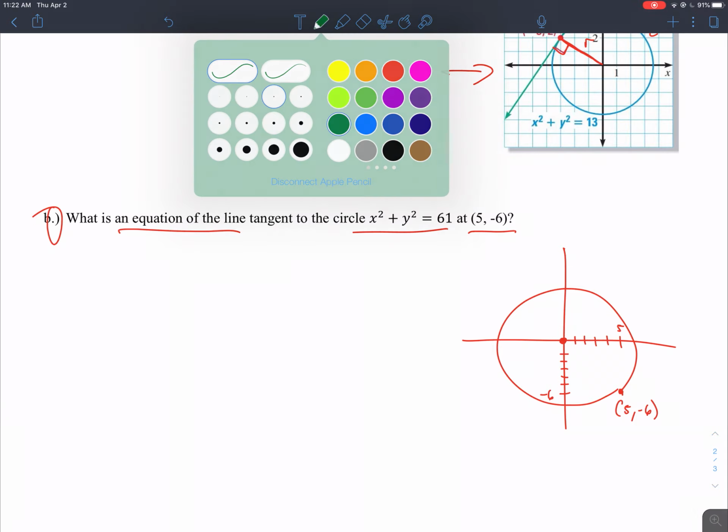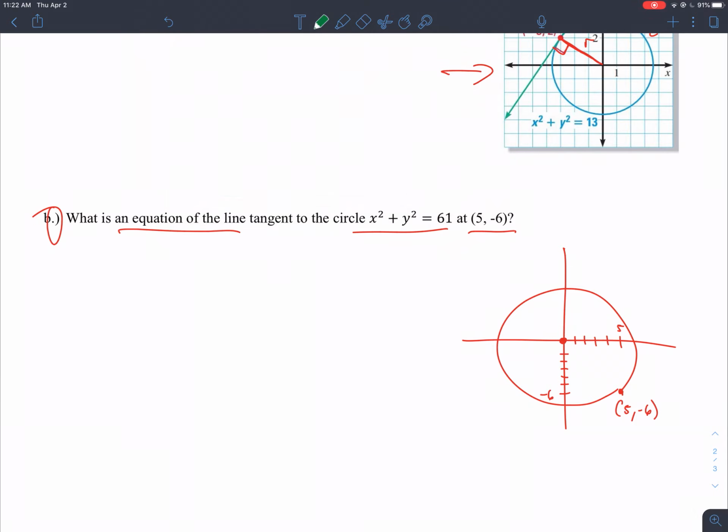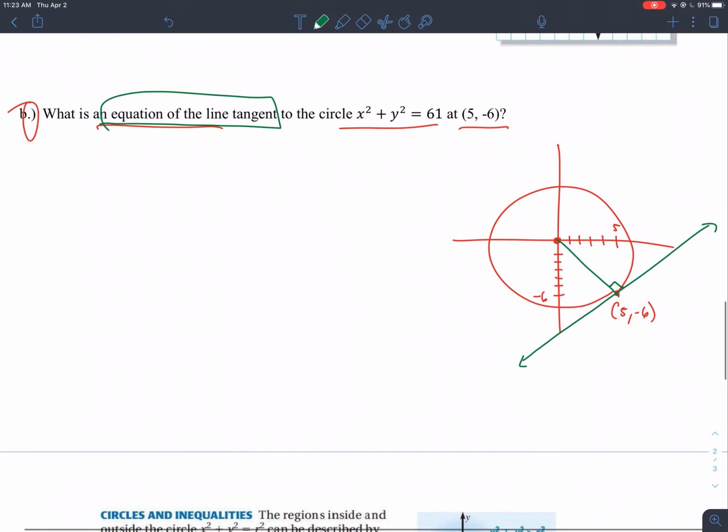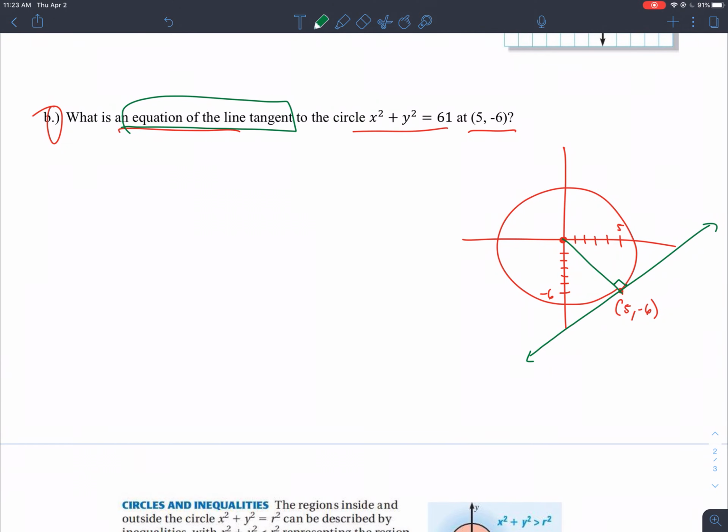And again, visualize what it is that you're trying to find. The equation of the tangent line at the point 5, negative 6. There's a line here that's tangent to the circle, and it is, by definition from geometry, perpendicular to the radius. Perpendicular to the radius. Now, you have to think back to Algebra 1. What do I need to write the equation of a line?